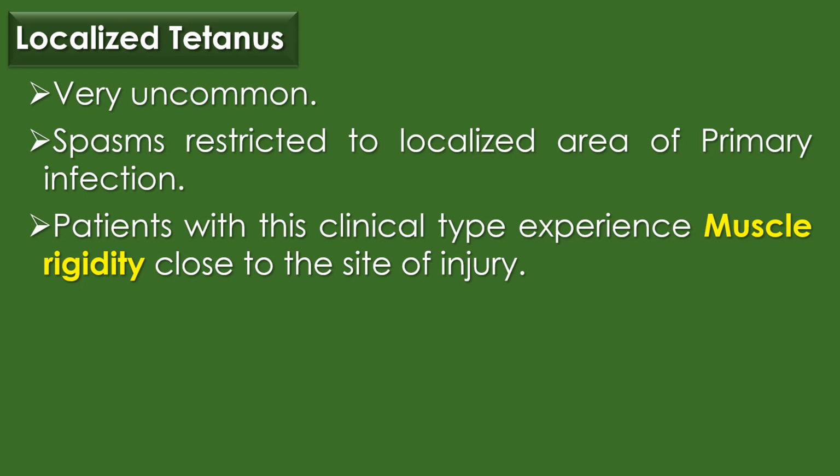The second clinical disease caused by Clostridium tetani is localized tetanus. Localized tetanus is very uncommon, and here the spasms are restricted to the localized area of the primary infection. In this condition, patients with this clinical type experience muscle rigidity close to the site of injury.